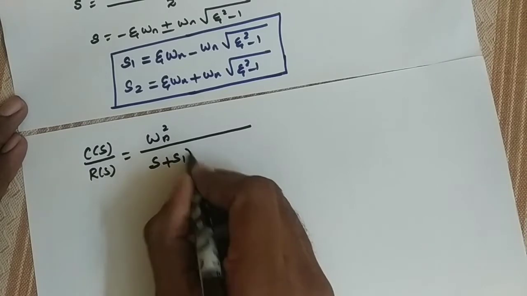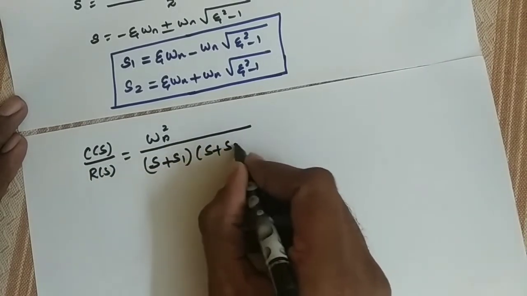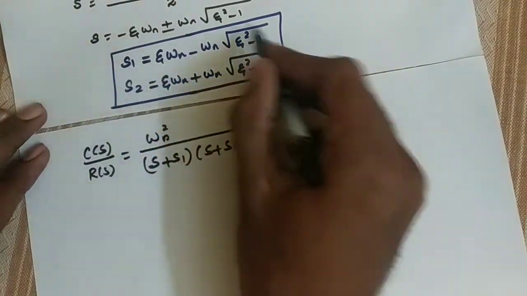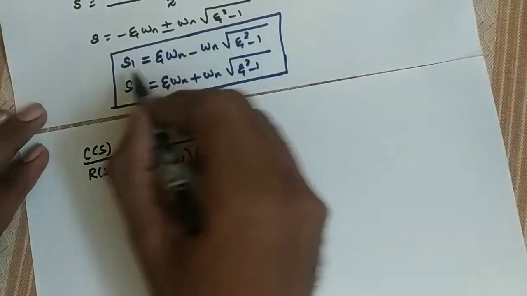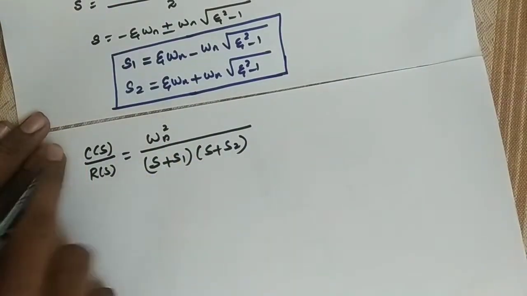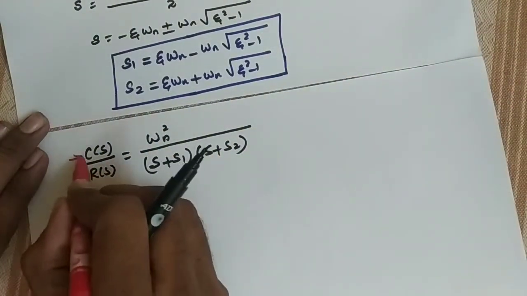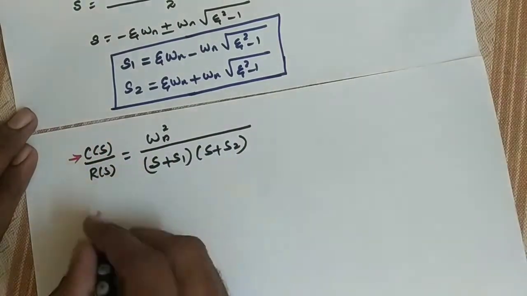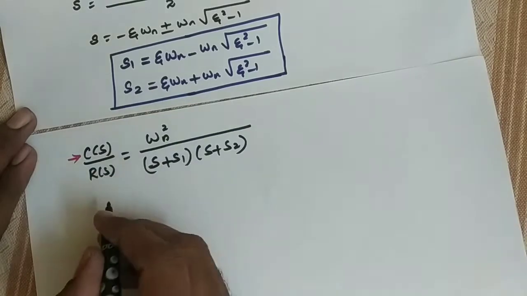S plus s1 into s plus s2. Throughout the derivation we are not going to use the whole polynomial. Instead of that I will simply use s1 and s2. So we need to find out the step response. Response is nothing but output, so bring the R of s to the right side.